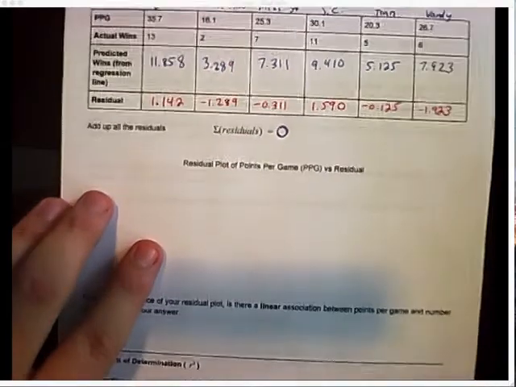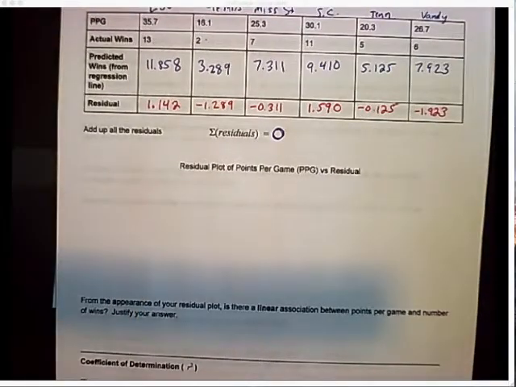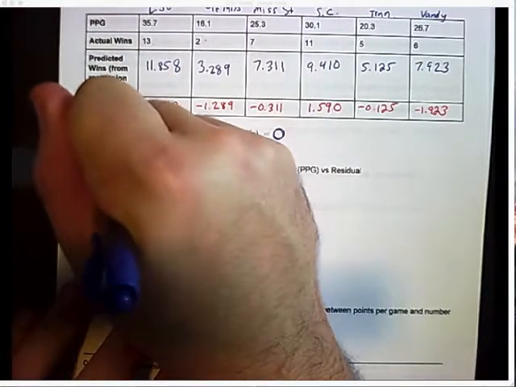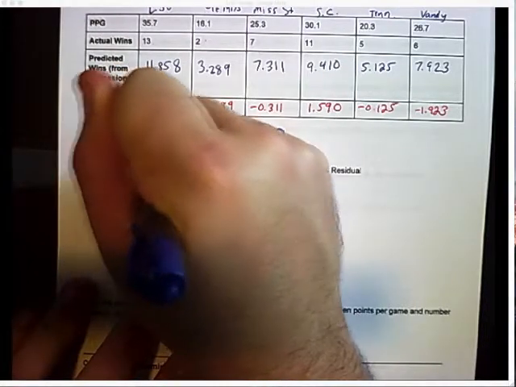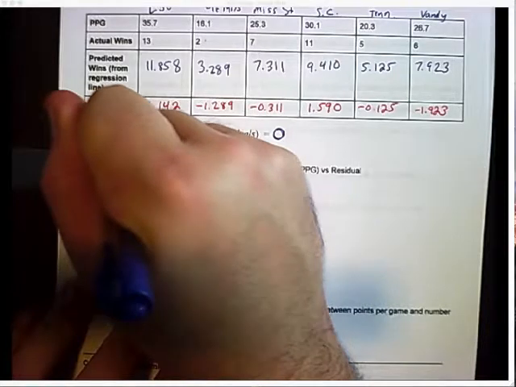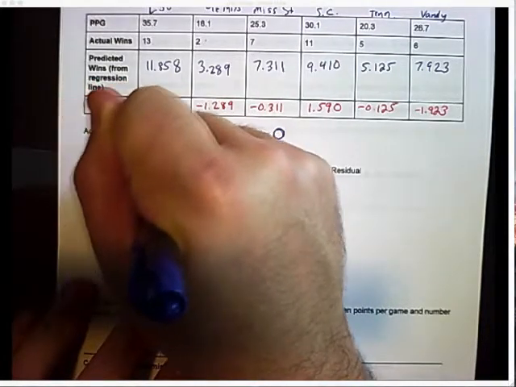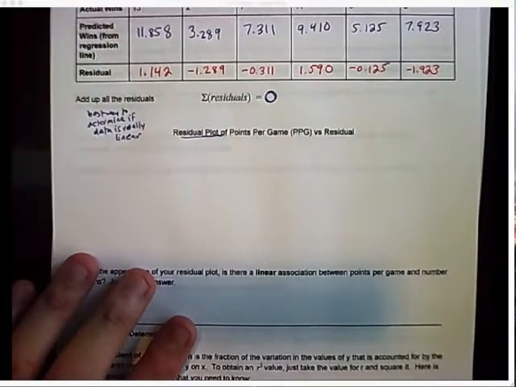So now we're going to talk about a residual plot. A residual plot is the best way to determine if data is really linear. So here's how you make a residual plot.